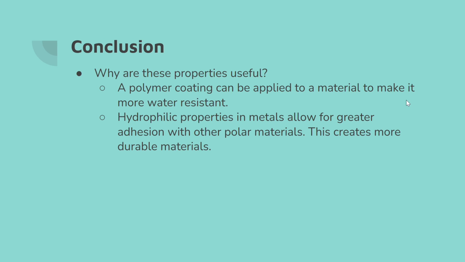To wrap it all up, we're going to talk about why these properties are useful. Polymer coatings are very common and they can be applied to a material to make it more water resistant. And then for hydrophilic properties, this can allow for metals to have greater adhesion with other polar materials, and this helps increase the durability of materials.